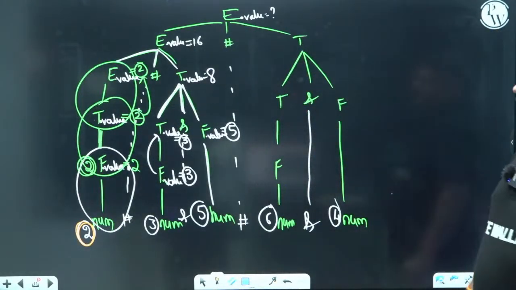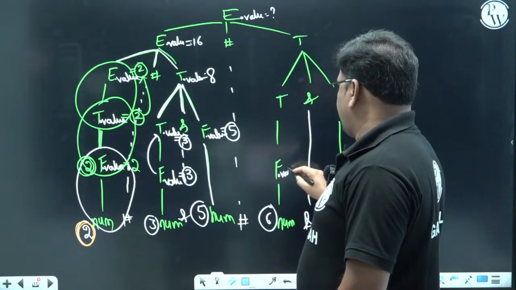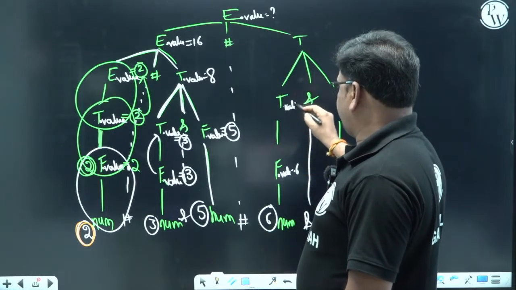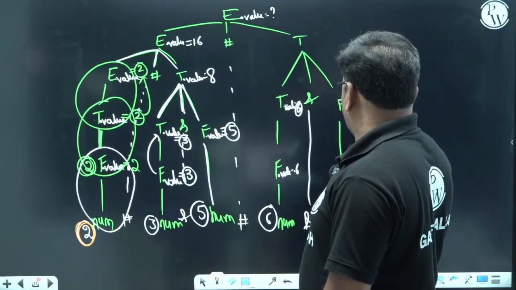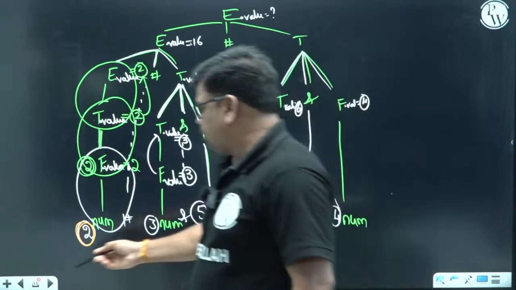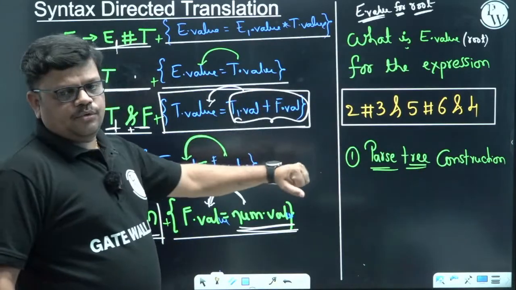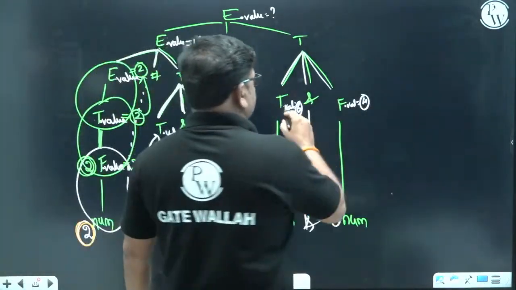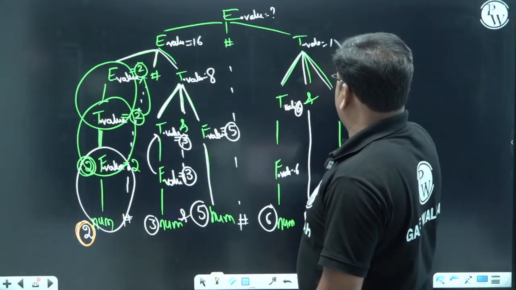Okay, right. Same here. The value of this is 6. Here it is, t value, f value is copied. Here also 6. Here it is 4. And whenever we are using t to t ampersand f, what is the rule here? t1 value, f value, add these two. This one add. So this t value is nothing but 10.